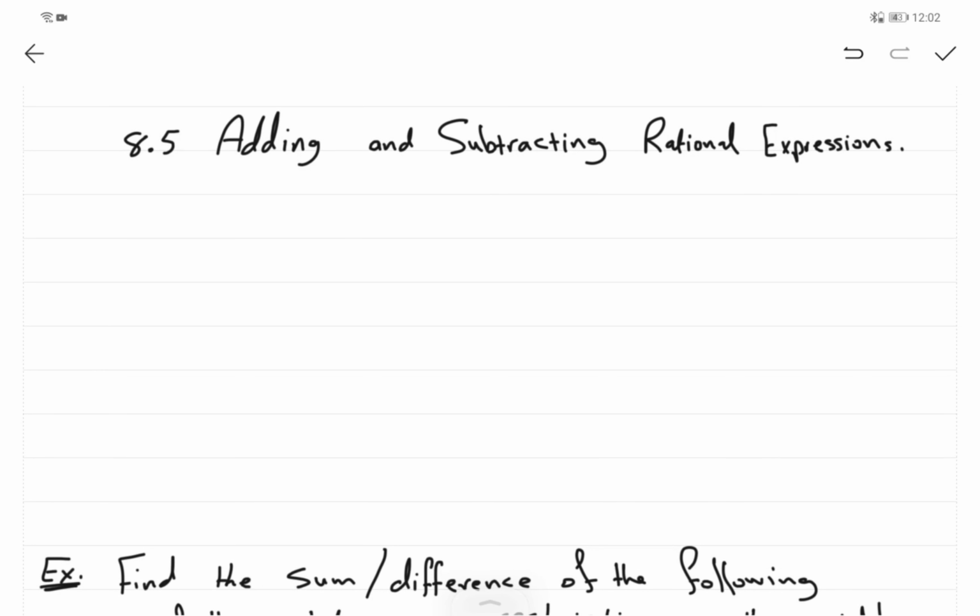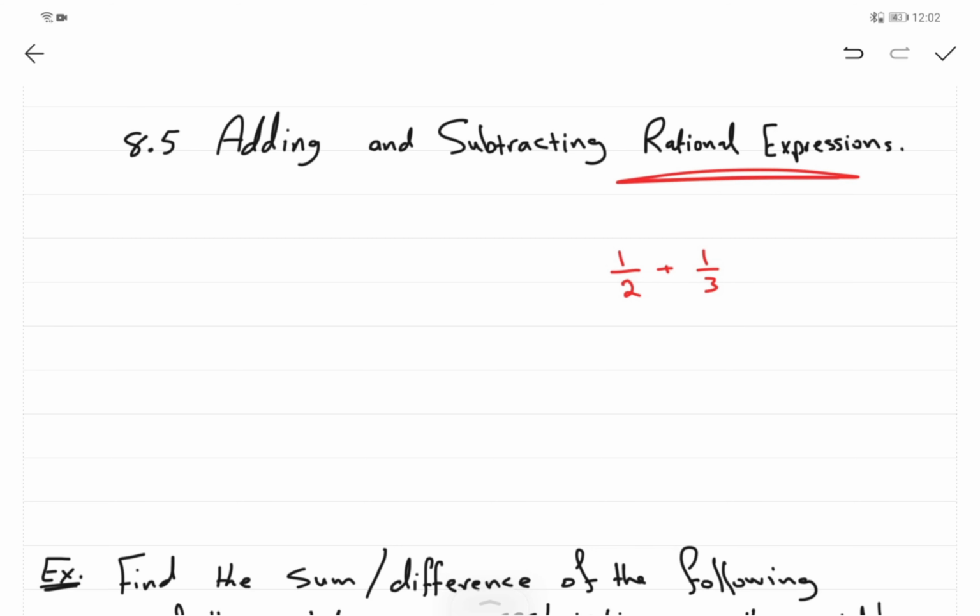Hello everybody. Today I'm going to be talking about adding and subtracting rational expressions. Before we talk about rational expressions and adding or subtracting them, let's talk about how to add or subtract two rational numbers. For example, if we have 1 over 2 plus 1 over 3, and we need to add them.